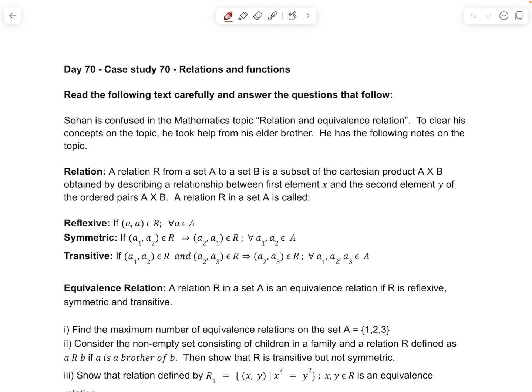The relation becomes reflexive if (a, a) is in R for every a in A. The relation becomes symmetric if (a1, a2) is in R and (a2, a1) is also available in R for every a1, a2 in the set A. The relation R becomes transitive if (a1, a2) and (a2, a3) are in R, then (a1, a3) is also in R. If a given relation is reflexive, symmetric and transitive, then it becomes an equivalence relation.